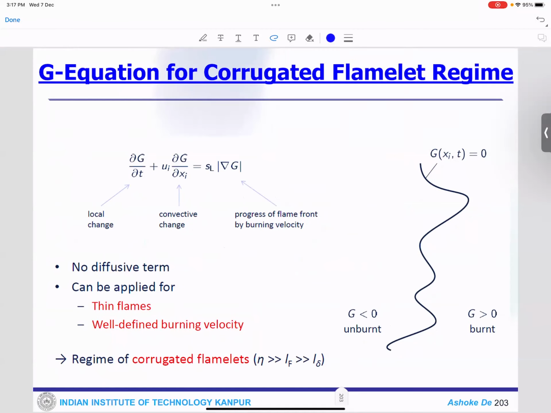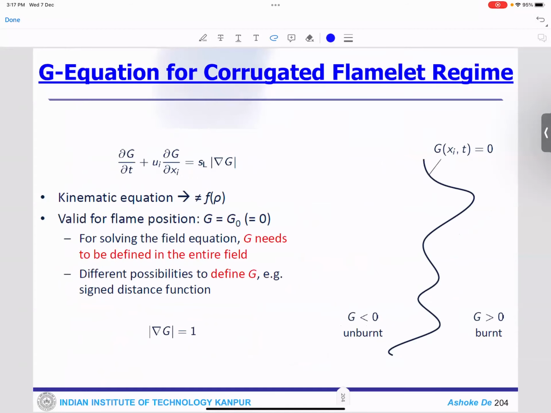Obviously it can apply for the thin flames. You have a well-defined burning velocity, and you do not have problem with the diffusion term, and also if you are in the regime of corrugated flamelets, it can be used. So this has been used by a group in Georgia Tech quite a bit. Later on, it has now also become commercially available in commercial CFD software.